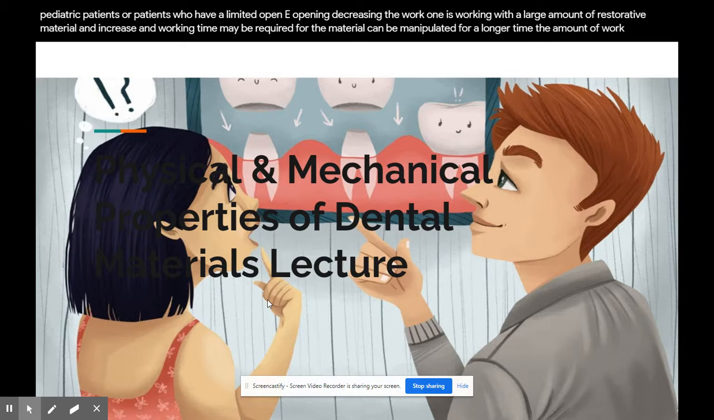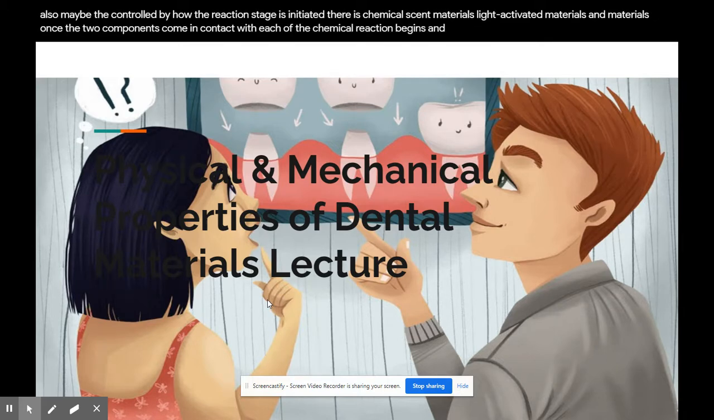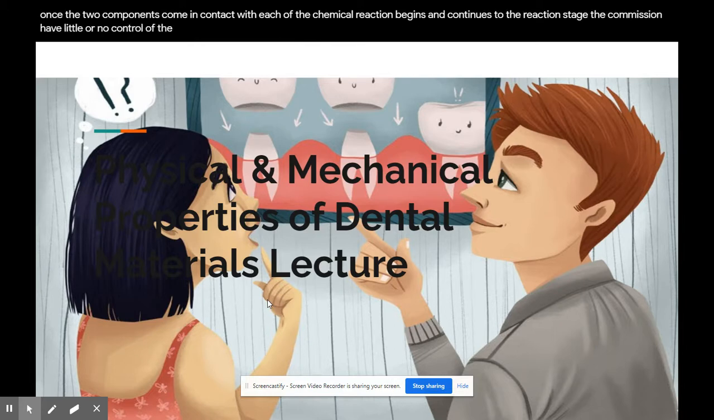The amount of working time also may be controlled by how the reaction stage is initiated. There are chemical set materials, light-activated materials, and dual-set materials. Chemical set materials are those that set through the timed chemical reaction of a catalyst and base. Once the two components come in contact with each other, the chemical reaction begins and continues through the reaction stage. The clinician has little or no control of the time except cooling the material before mixing. For this reason, many clinicians have selected a light-activated system for their materials.